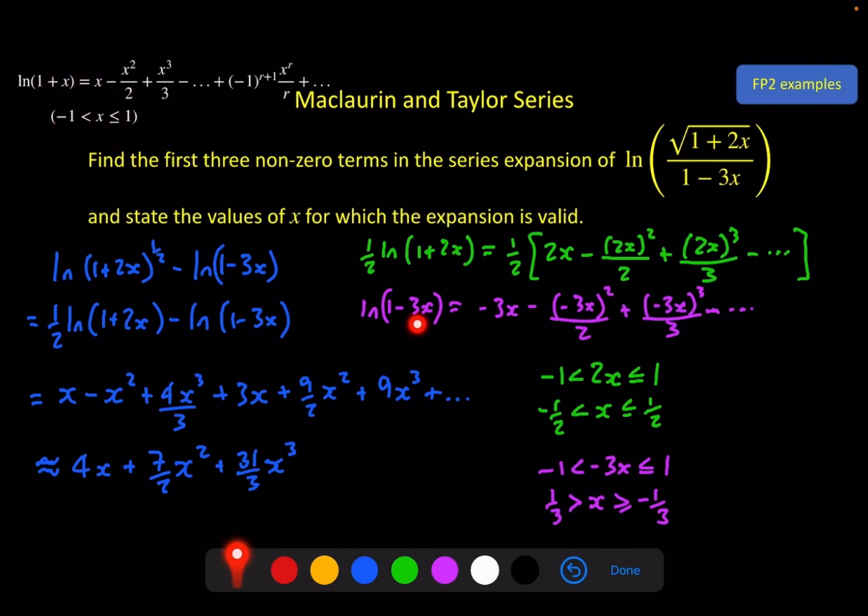We've used 2x and minus 3x. So it's this one or this one. But because we've used both, they are both true. They both need to be true at the same time.